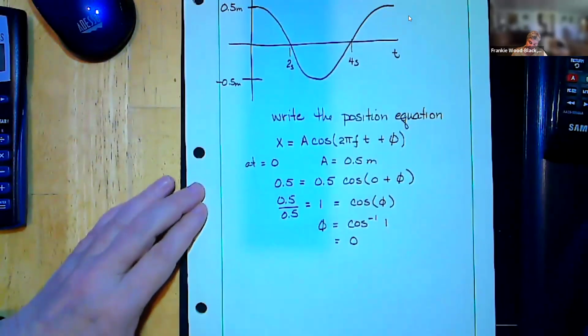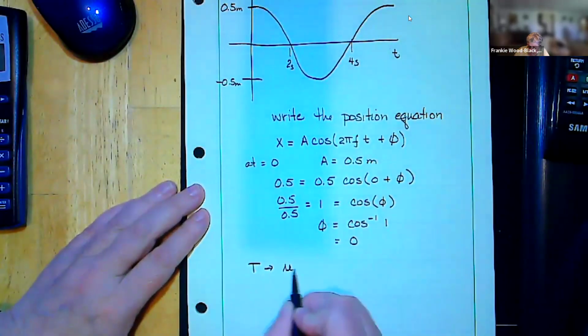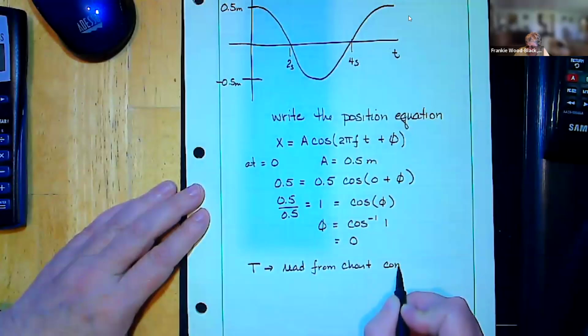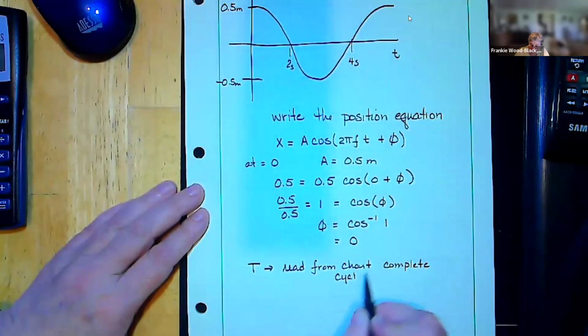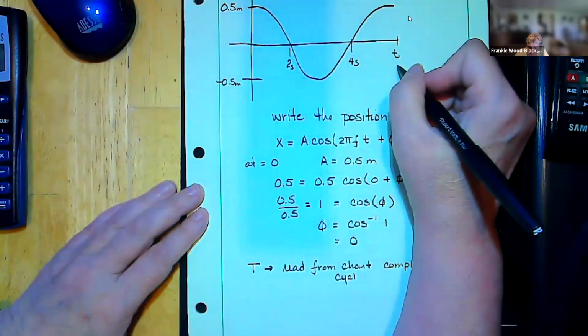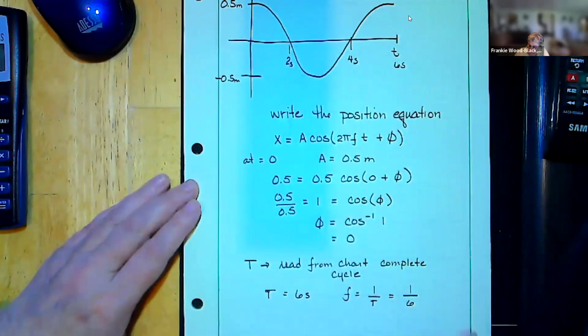So we got our phase angle. The period, I'm going to read from the chart. And it's a complete cycle. I didn't mark it, so we'll do a complete cycle. This is going to be 6 seconds. So T is equal to 6 seconds. So my frequency is 1 over T. So it's 1 over 6.